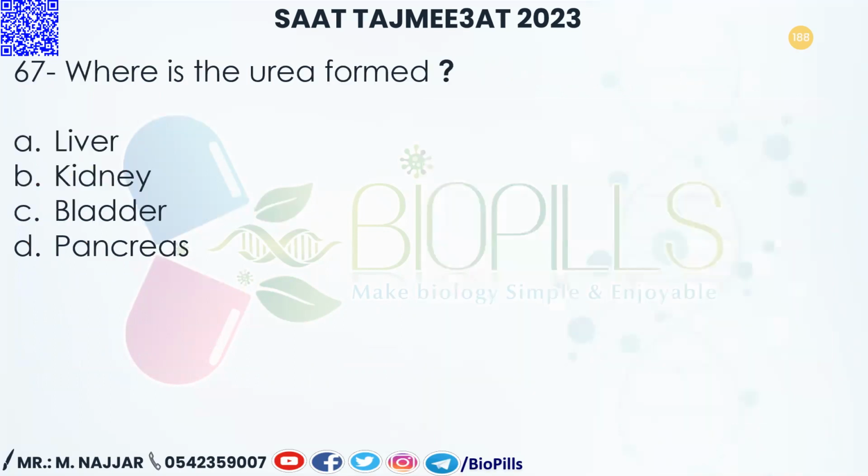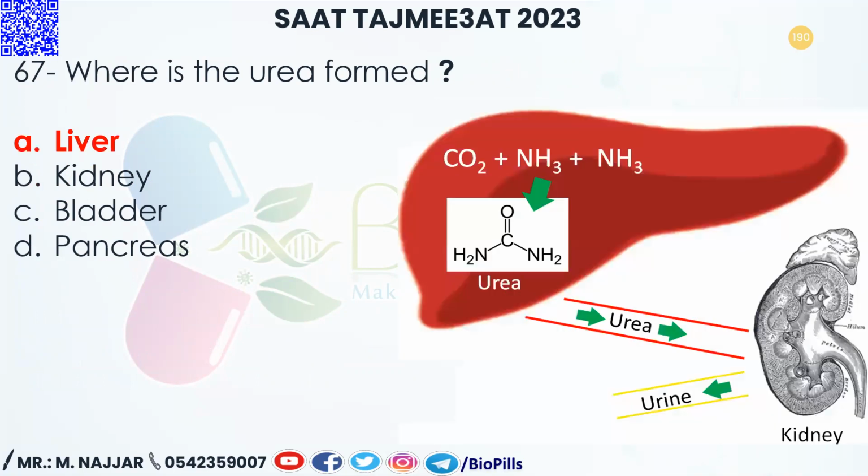Where is the urea formed? Yeah, that's a tricky question. Watch out. It is formed in the liver and filtered by the kidney. That's very good.